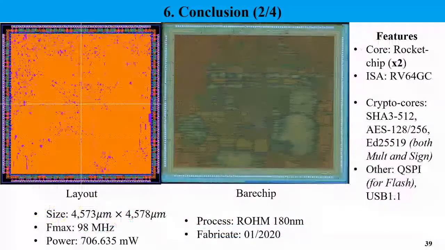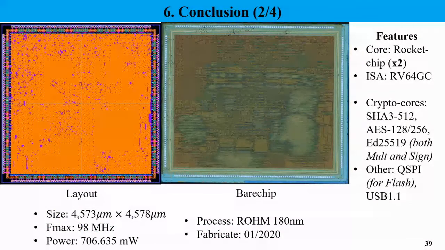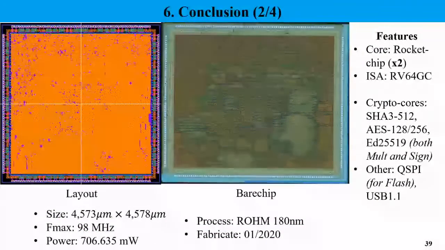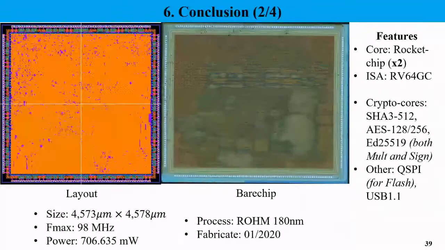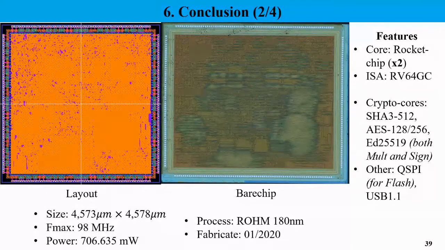Another version of the platform includes 2 Rockets and was also implemented in 180 nanometer. This includes the SHA-3, the AES, the ED25519, the QSPI, and the USB 1.1, bringing the necessary devices for performing acceleration for the trusted execution environments. The size of the die is 4.5 by 4.5 millimeters and it draws 706 milliwatts at the maximum frequency of 98 megahertz.